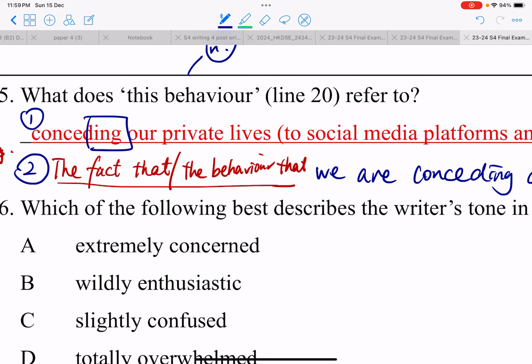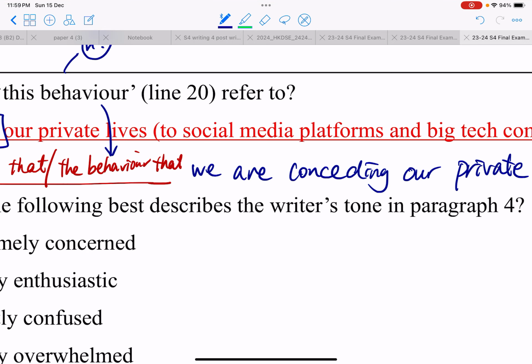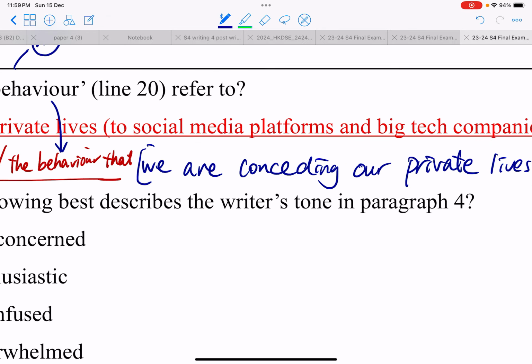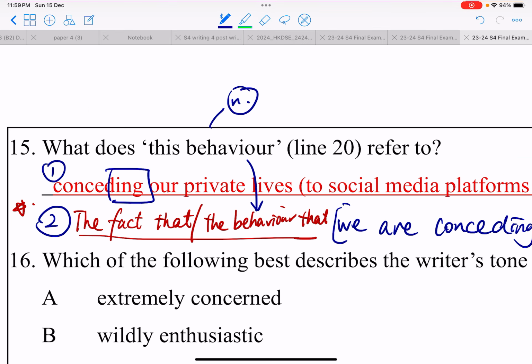Secondly, if you don't want to start using the -ing form, you can actually start your answer using "the fact that" or "the behavior that", and then you can copy the sentence from the passage. So, whenever we see a noun that is actually referring to an action, make sure you use either number 1, a gerund to answer, or number 2, "the fact that".